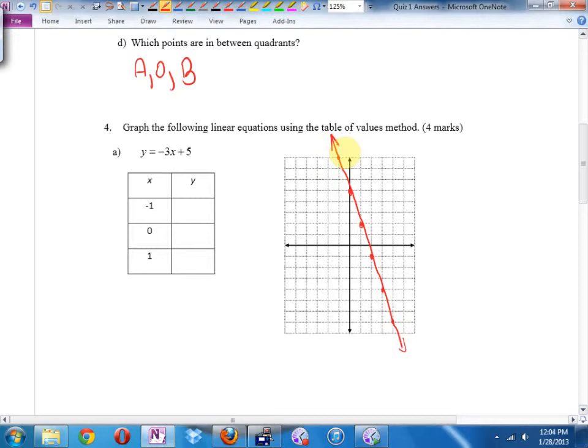In terms of a table of values, I think -1 goes with 8, 0 goes with 5, and 1 goes with 2. But you know what? I'm interested in, can you get the line? Looks like that. All or nothing, sorry. Do we have to have arrows on it, Mr. Dewick? This time, no. Next time, yes, for sure, because it does go forever.